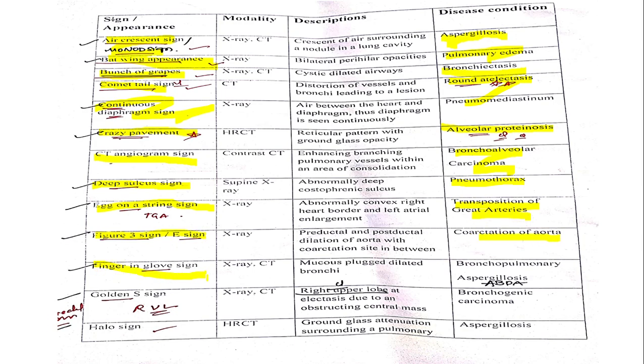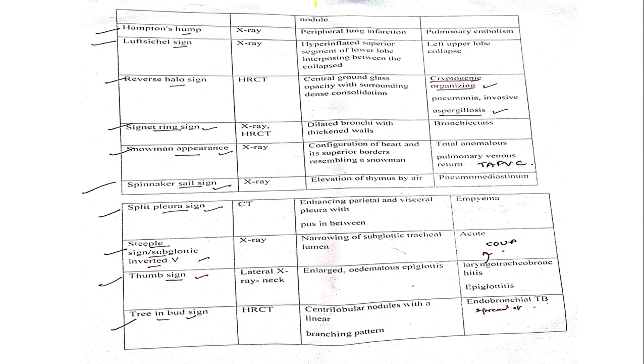Finger in a glove sign is seen in allergic bronchopulmonary aspergillosis. This is very important. It is due to mucus plugs in dilated bronchi. Golden S sign on X-ray and CT is seen in bronchogenic carcinoma. It is seen in right upper lobe atelectasis due to an obstructing central mass. Halo sign on HRCT is seen in aspergillosis. It is due to ground glass attenuation surrounding a pulmonary nodule.